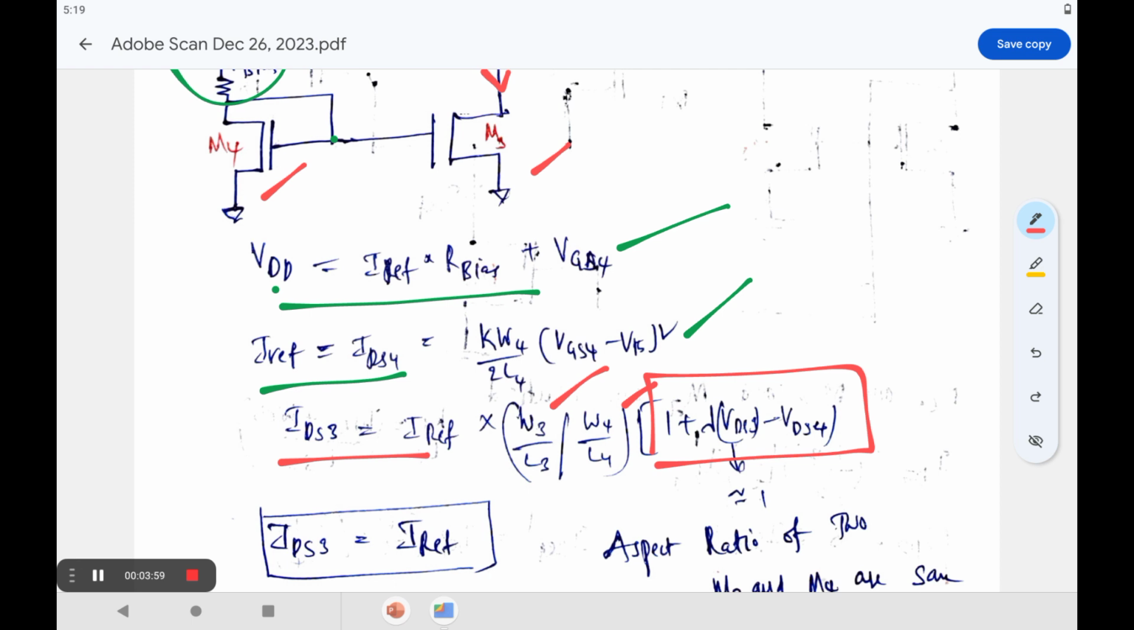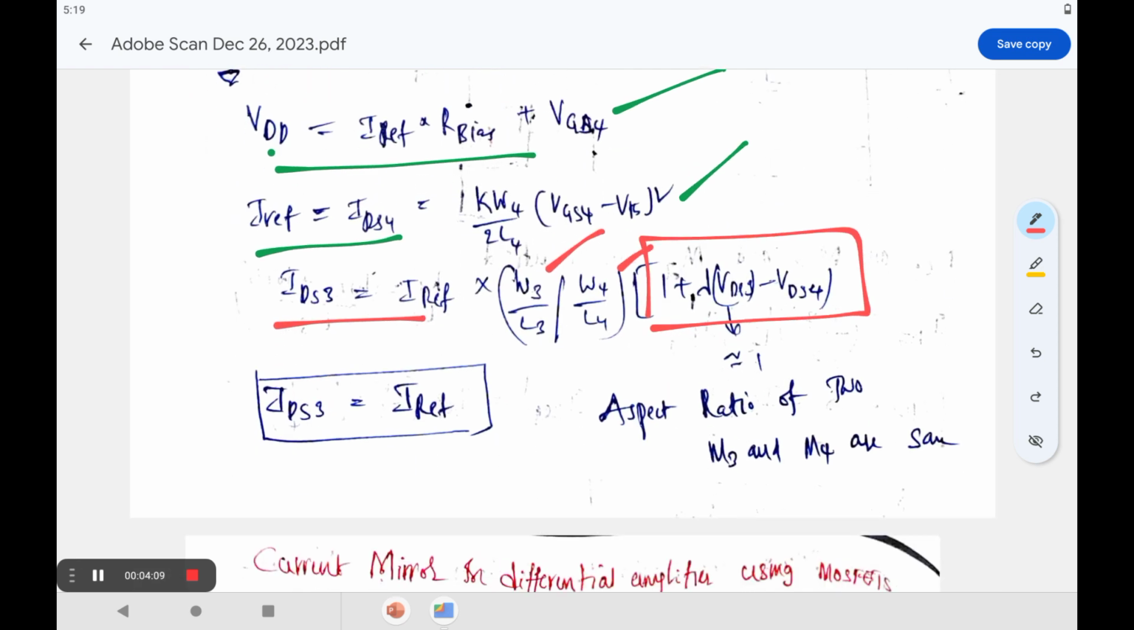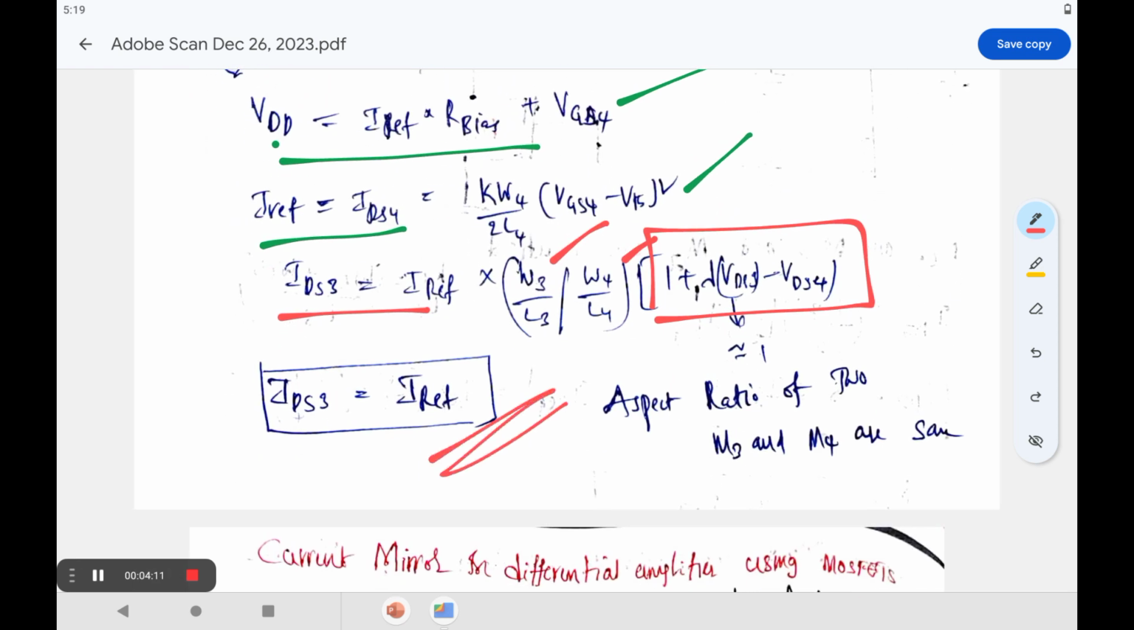Suppose IDS3 and IDS4 both have the same W by L ratios in the two transistors. Obviously, IDS3 is also equal to the same I reference value. That means the third transistor drain current is equal to the I reference current of the fourth transistor. So that is all about the current mirror circuit in the differential amplifier in the common mode configuration.